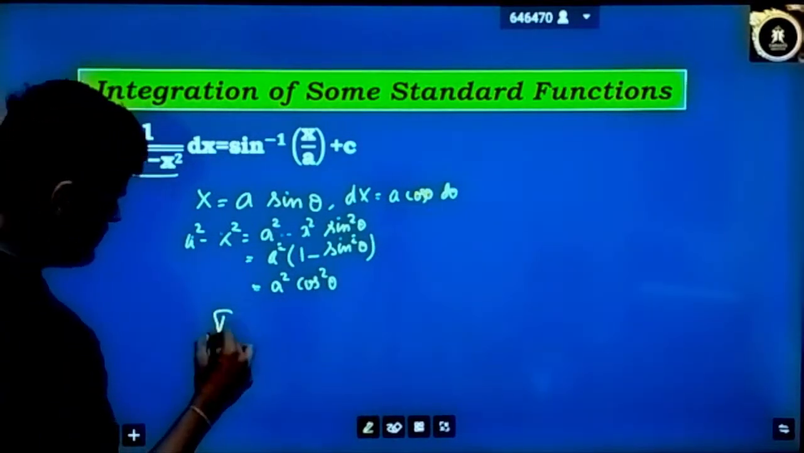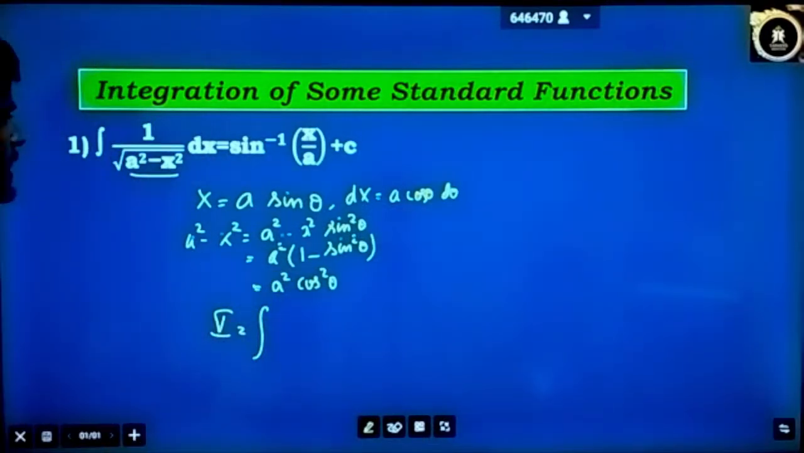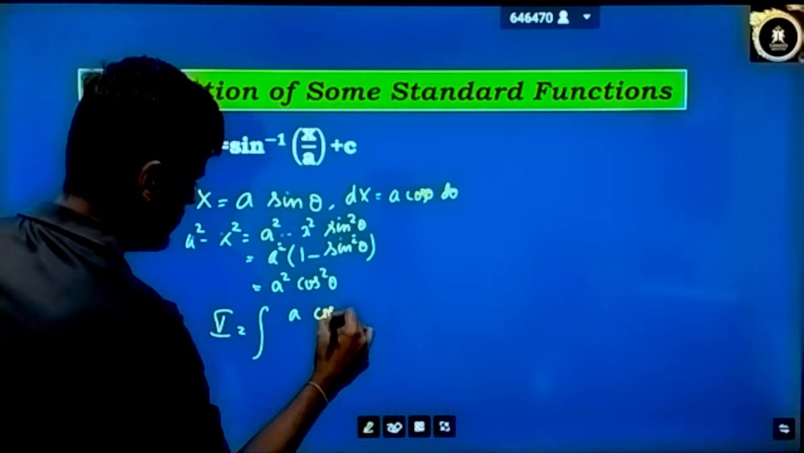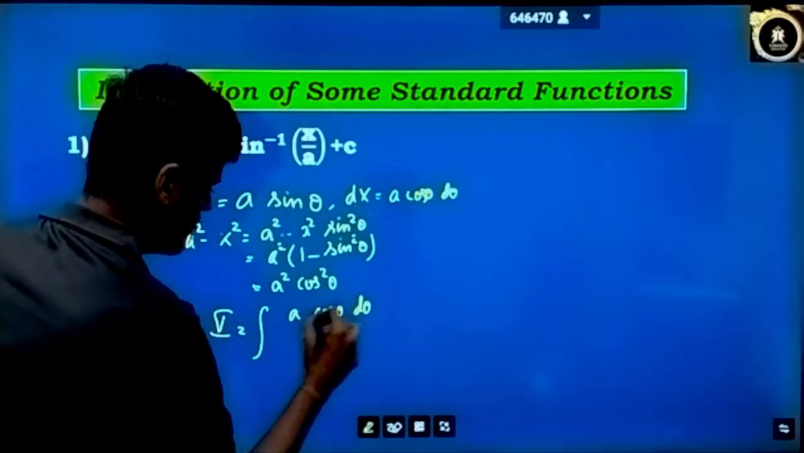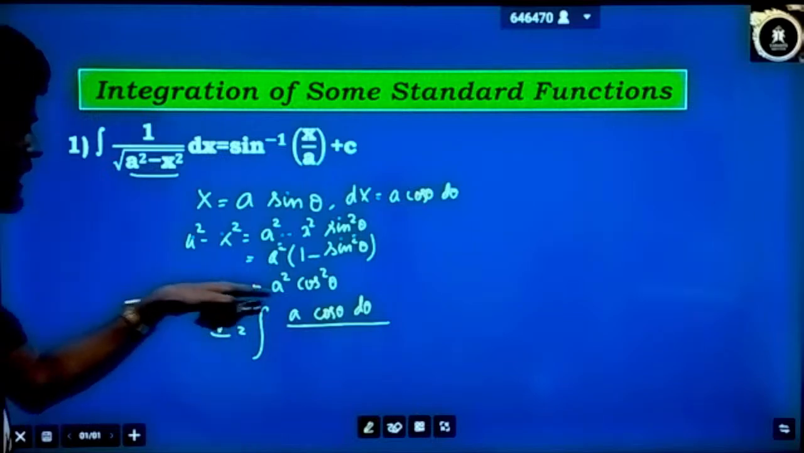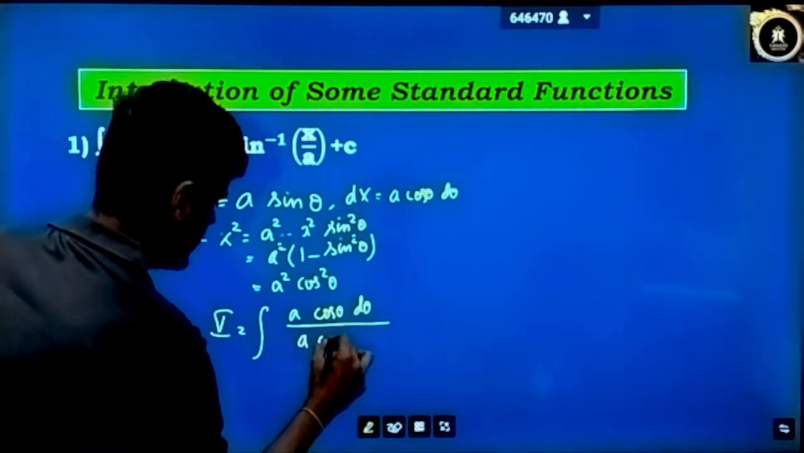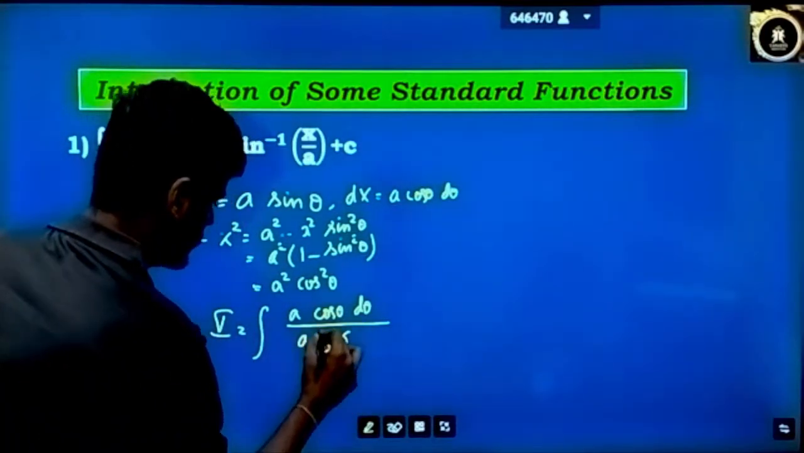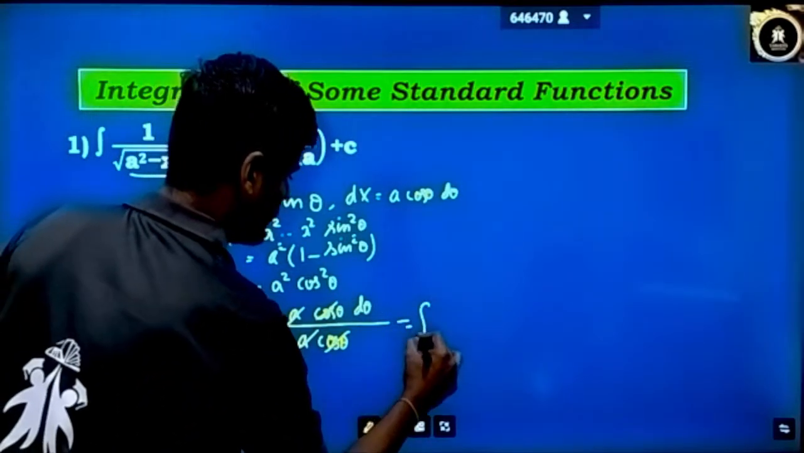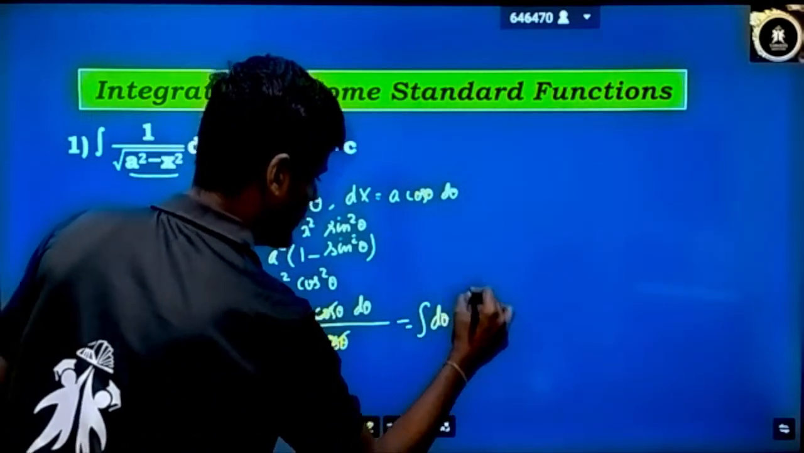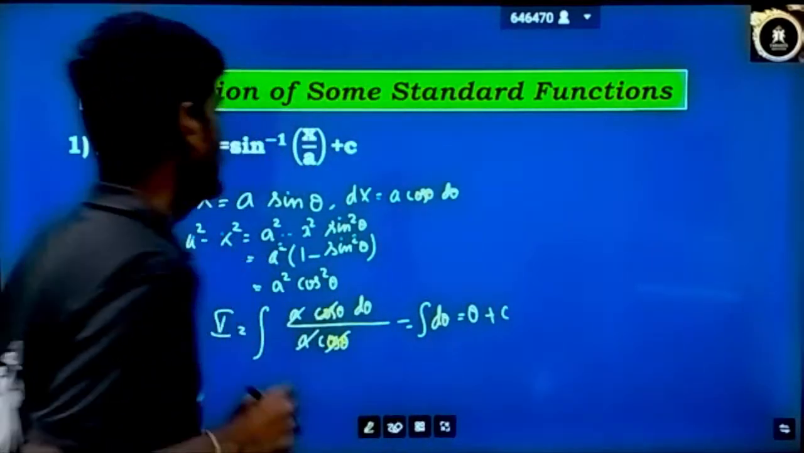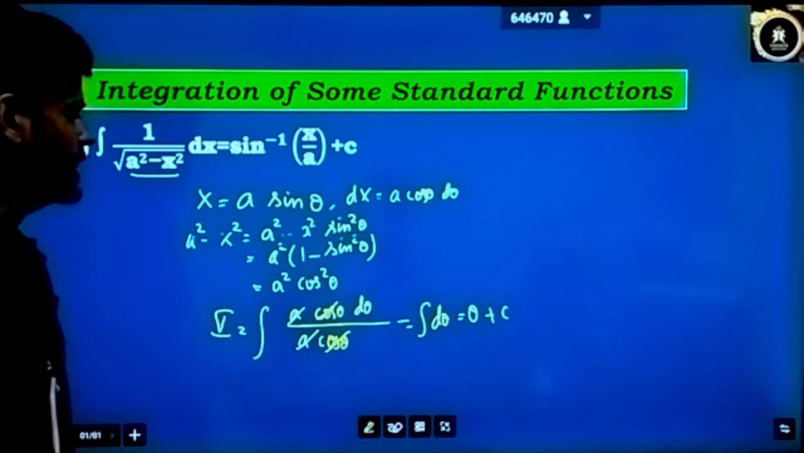Now the integral will become the integral of dx, which is a cos theta d theta, divided by the square root of a square minus x square, that will be a cos theta. So a cos theta will get cancelled and we will have the integral of d theta. And what is the integral of d theta? Theta plus c, where c is the constant of integration.